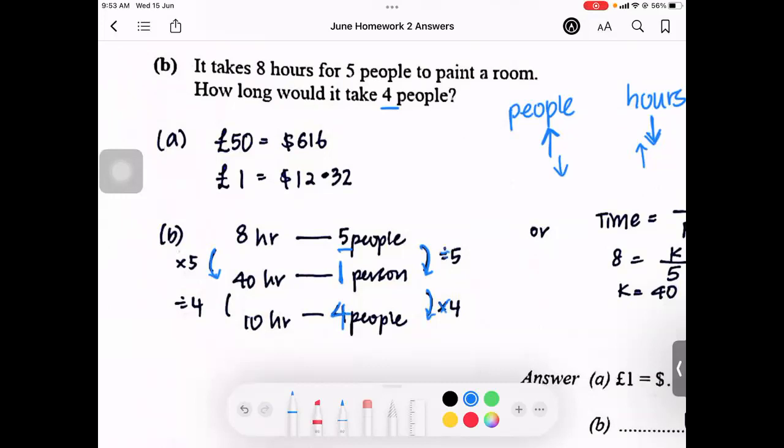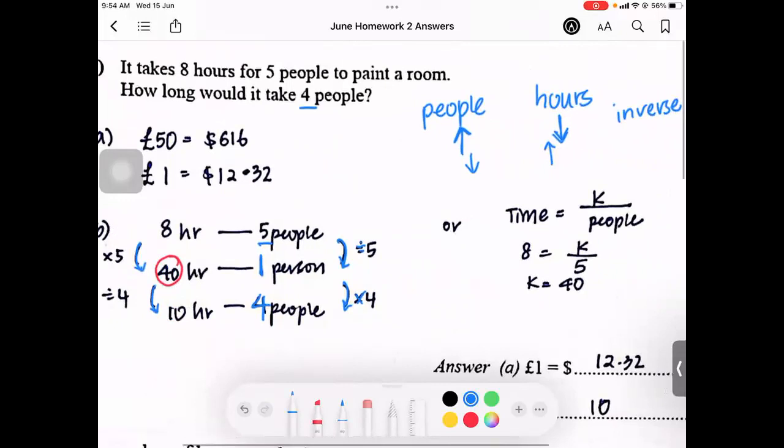But the other side will be, if I increase the number of people, I have lesser time taken. So divide by 4 to give me the answer 10. Okay, and you'll notice this number 40 here is actually your constant K. How do I get this constant K? Let's look at it in terms of an equation.